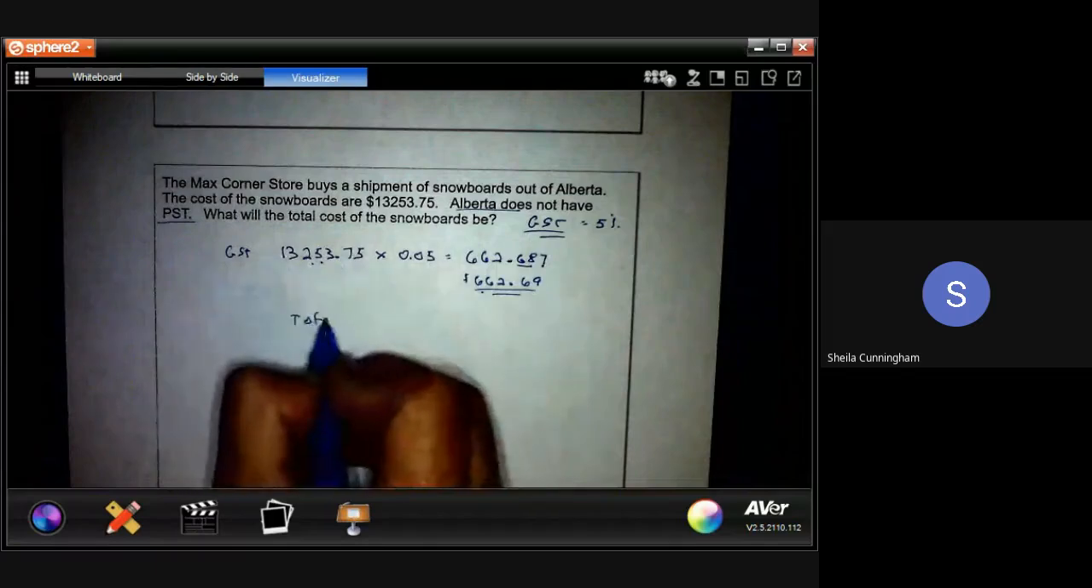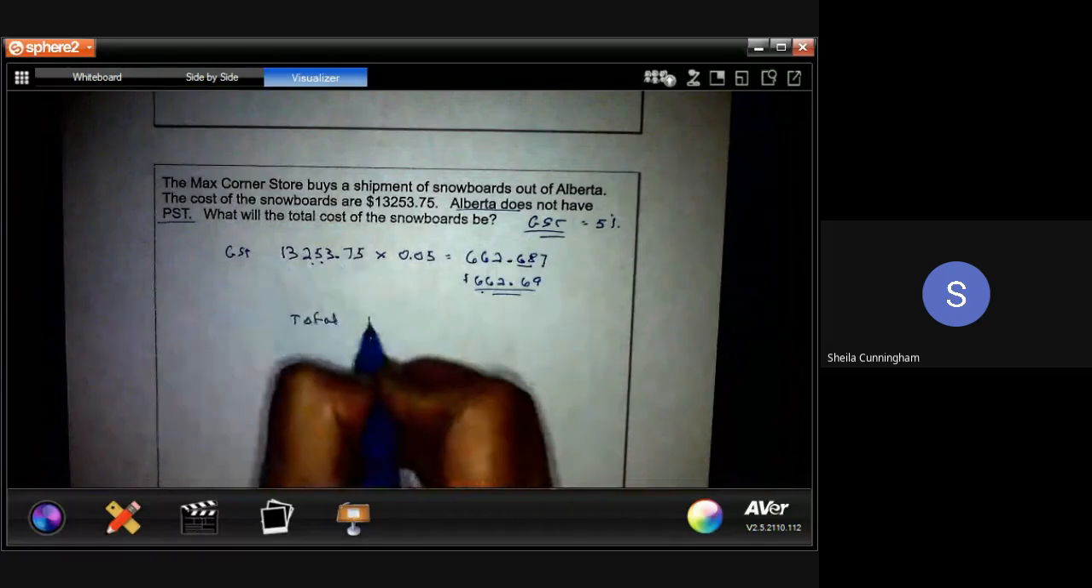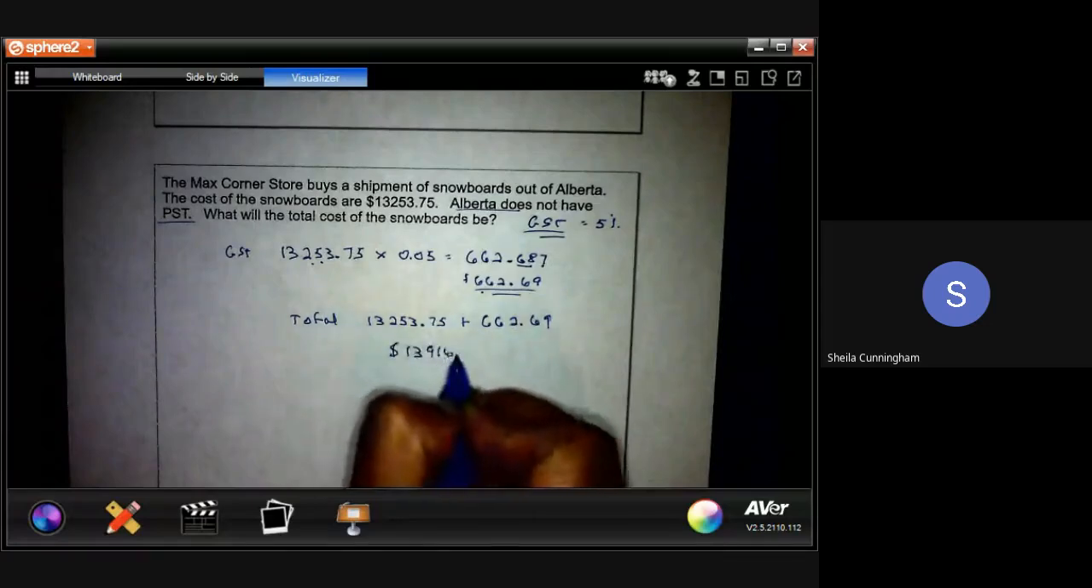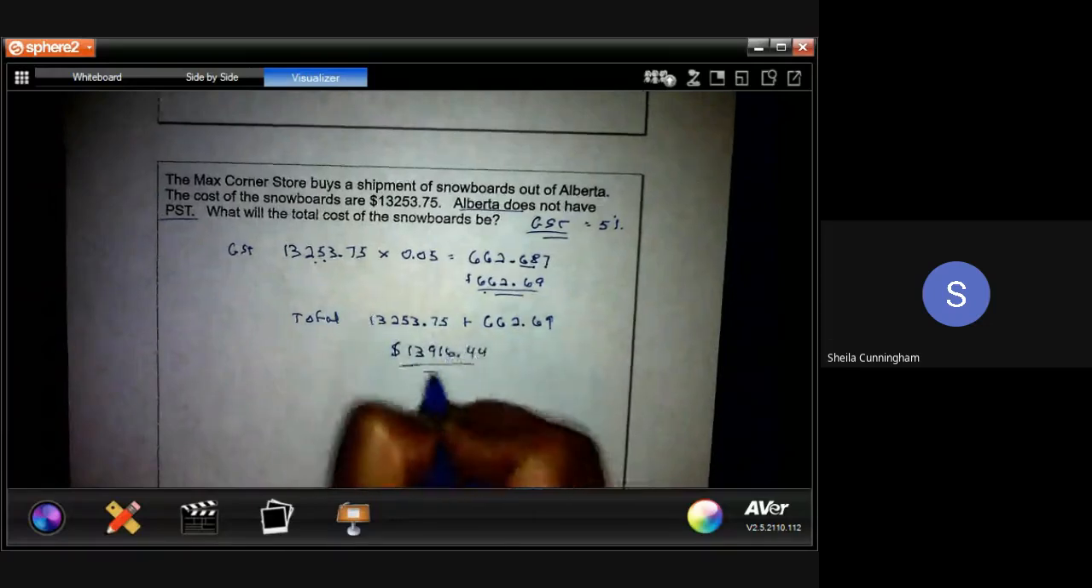So now they're not paying just $13,000. The total cost is $13,253.75 plus the GST, the tax of that, which is $662.69. When I add those together, I get a grand total of $13,916.44.